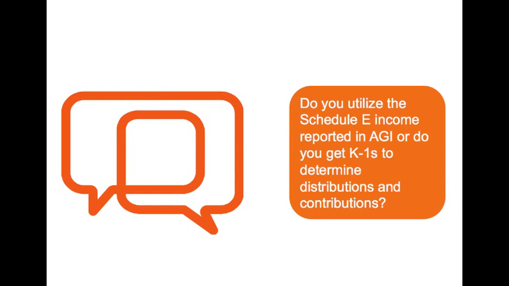We worry about double counting, but you know what? You won't double count if you don't use those numbers, and instead you go either to the K1s or to the full returns and do a percentage analysis. We'll talk about how to choose that one in a moment. So do we utilize the Schedule E income reported in AGI? No. Get the K1s or the source entities.